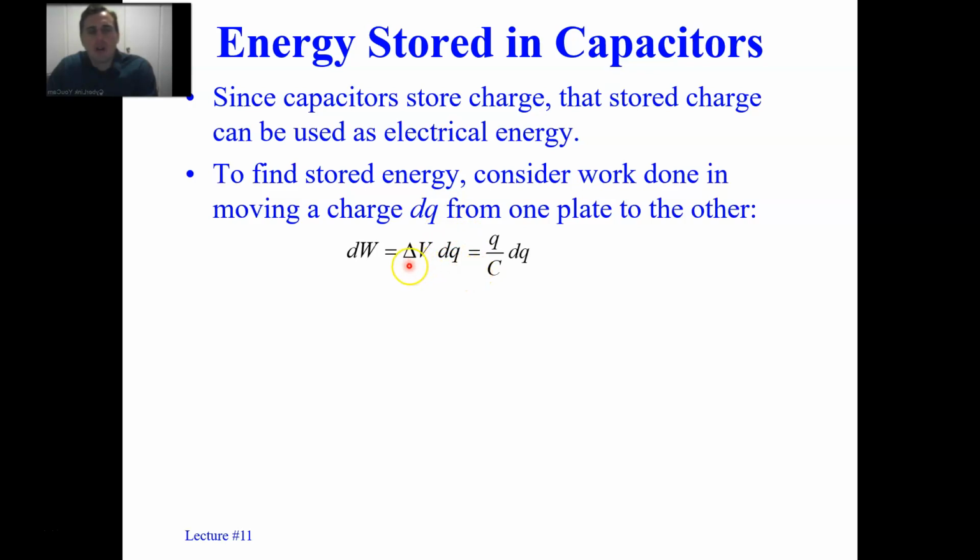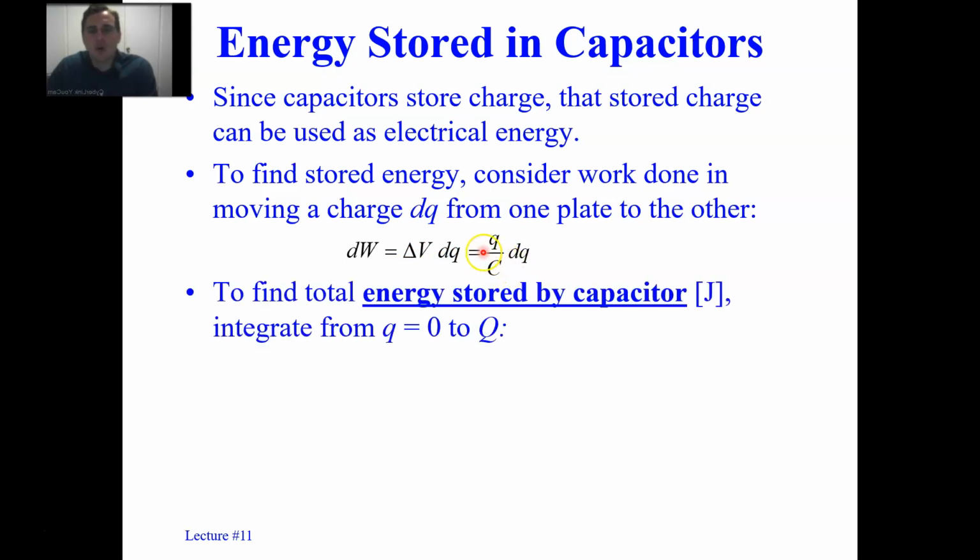But we know that delta V is Q over C from the definition of capacitance. Notice this is an equation we can integrate because we can integrate work and we can integrate Q dQ, and that's like integrating x dx as an antiderivative. So that should be Q squared divided by 2. So if we integrate, we should get Q squared divided by 2, and there's a C downstairs.